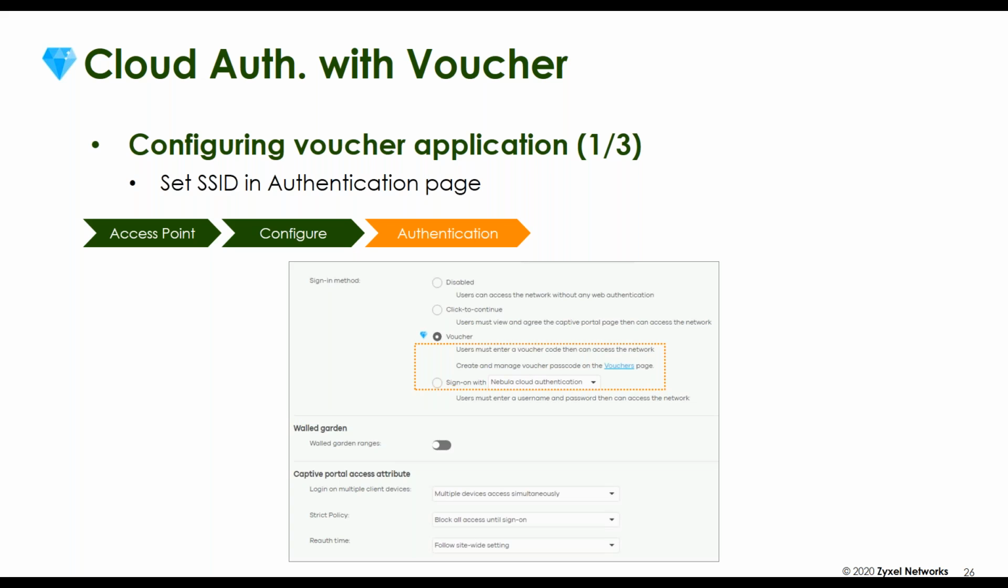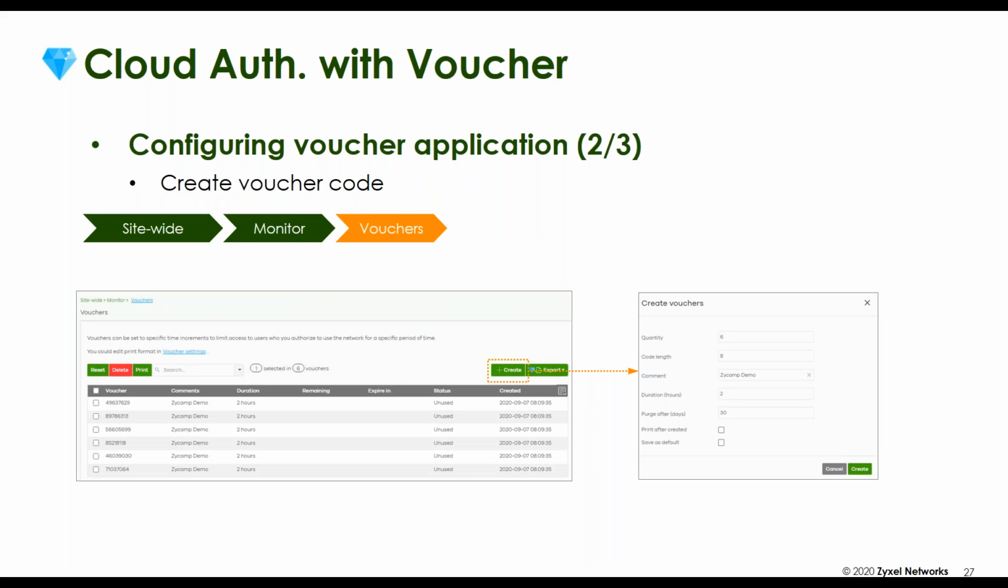So to do this, you'll go into the access point, configure an authentication page, and you'll see there that you'll specify the voucher, and then ultimately it will just ask you for the voucher code in a web GUI when you access it, which once created will allow you access. So to be able to create the voucher, you basically go into site-wide monitor and vouchers, and then you can create, and then you can specify a quantity, how long the code wants to be, any particular comments on it, the duration, and then if you want to print it out or save it as a default. So very easy to manage, very easy to create, and very easy to implement into the industry.